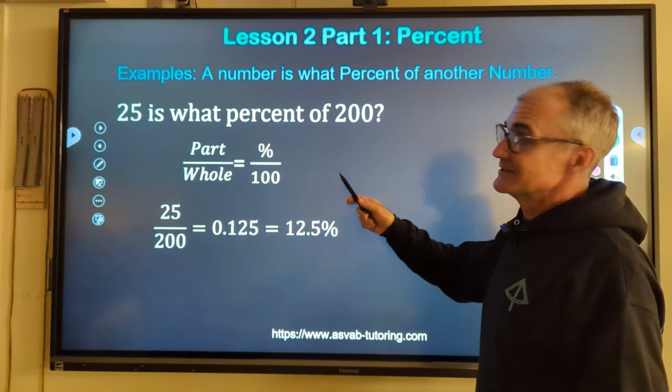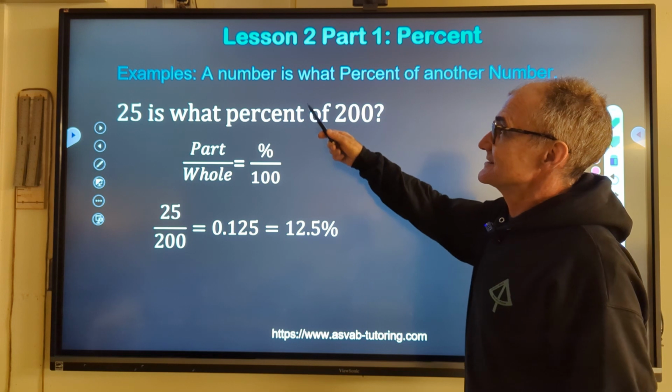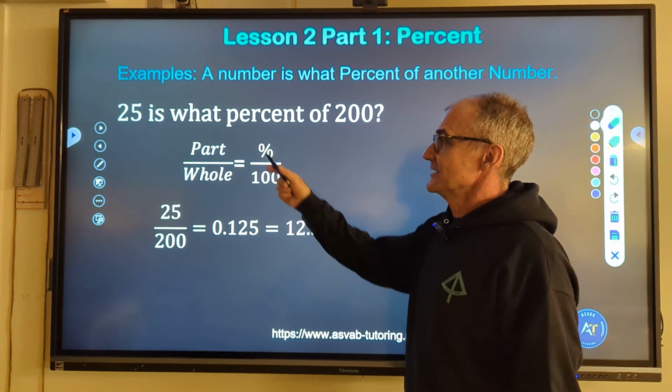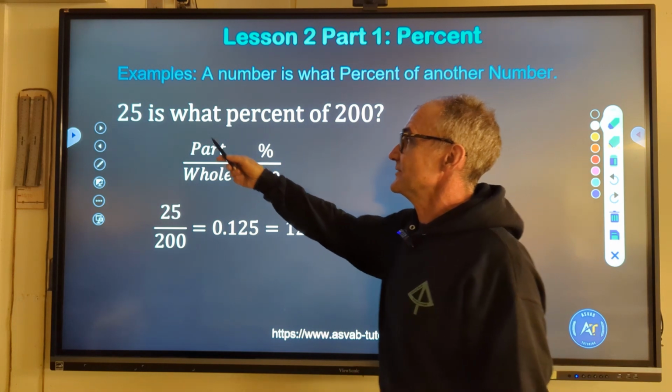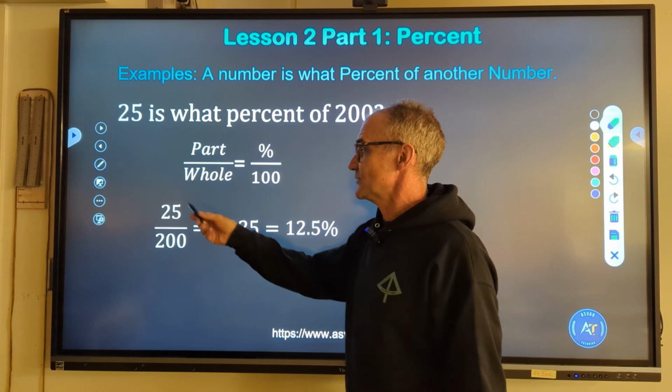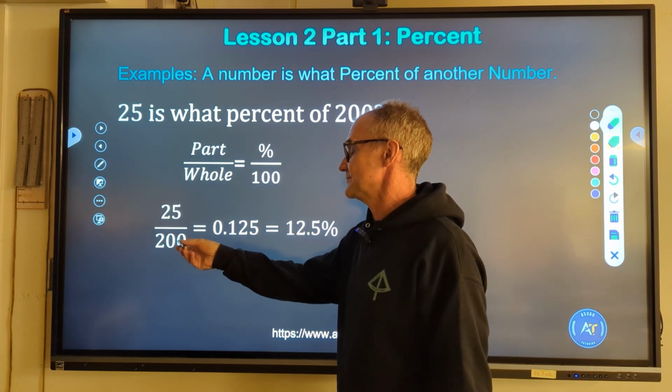Okay, here's a good problem. Here you see a lot of these in standardized tests. A number is what percent of another number. So what you're looking for is what part is it. So 25 is what percent of 200. Good way to set that up as a fraction. 25 is what part of 200.